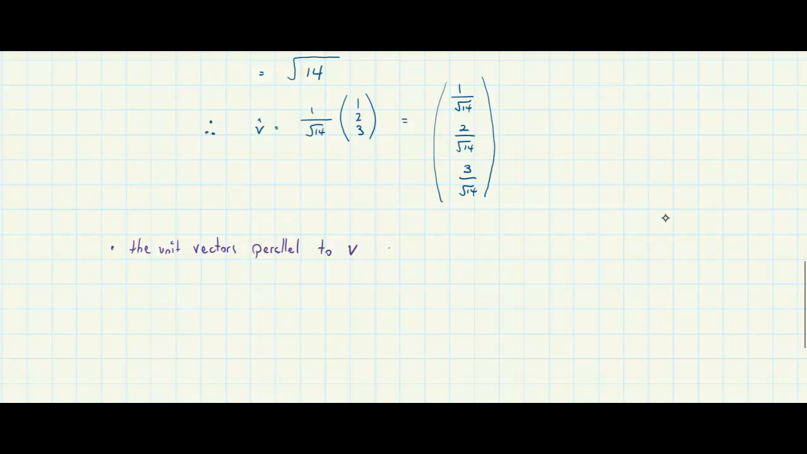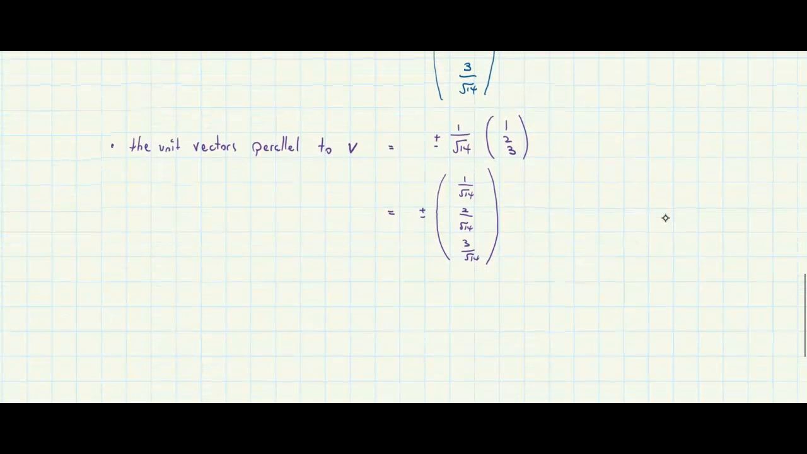So this will be simply plus or minus 1 over root 14 by 1, 2, 3, which we can then write as plus or minus, if you like, and then this whole shebang here, 1 over root 14, 2 over root 14, and 3 over root 14, and just a plus or minus sitting out the front of that.